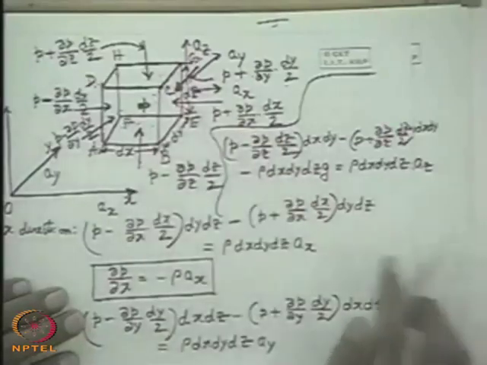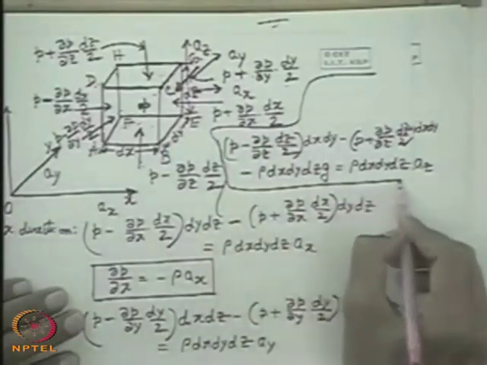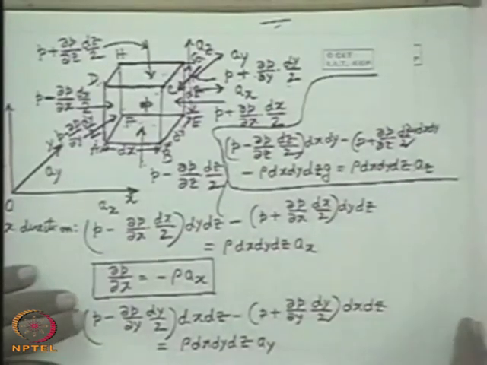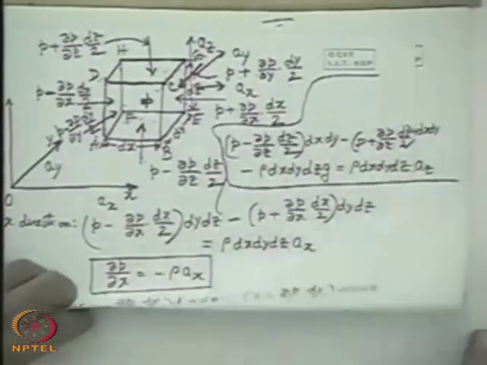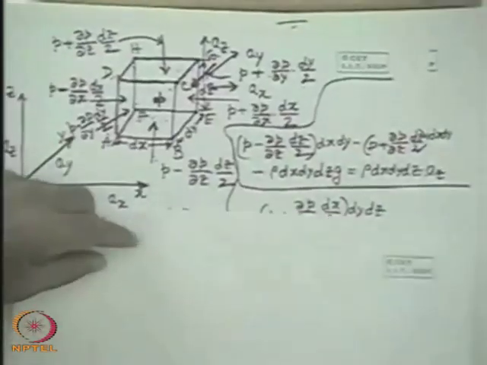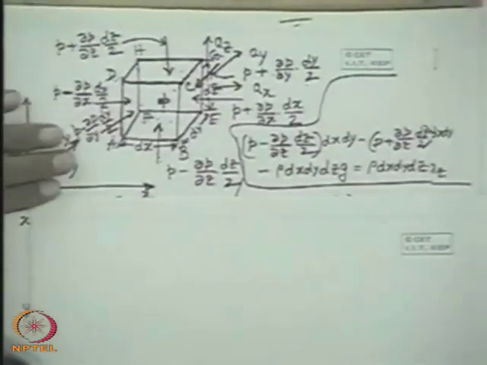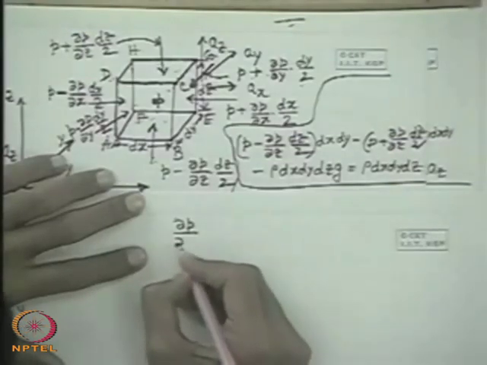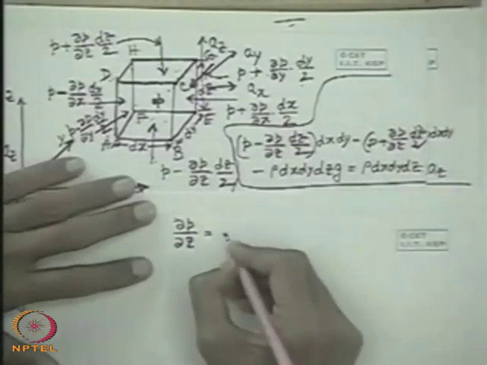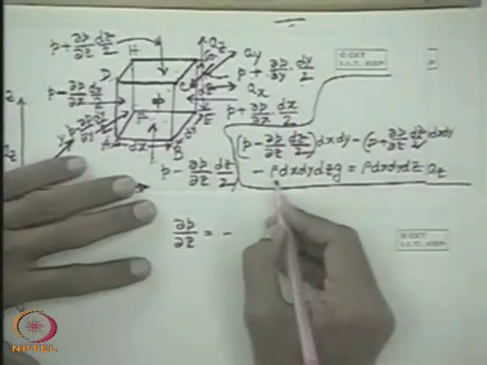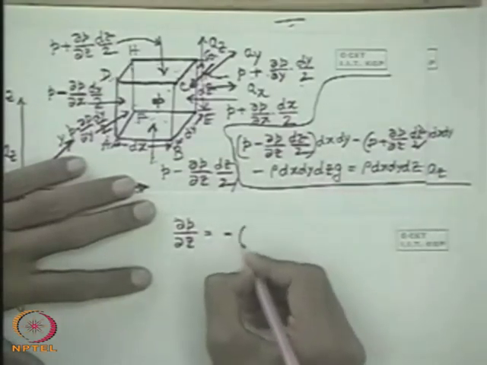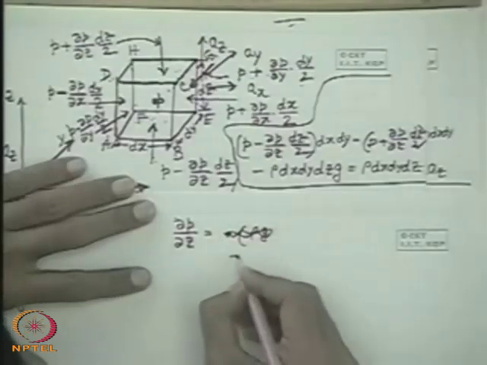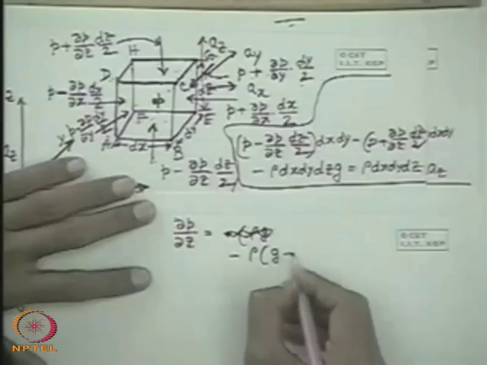It is given upward. So if you solve this, you get del P del z is equal to minus rho g, sorry, is equal to minus rho into g plus az.